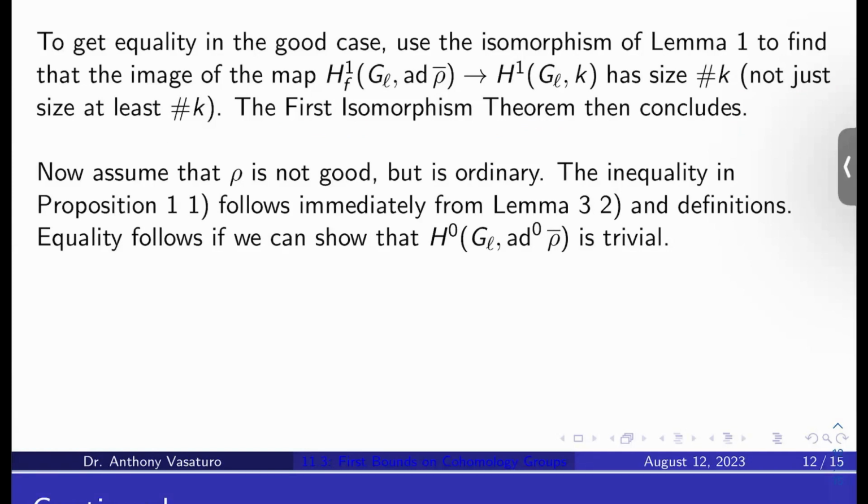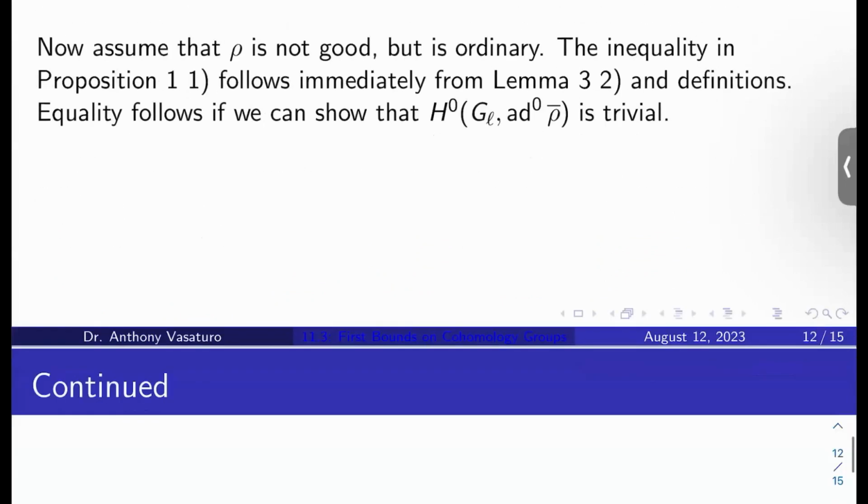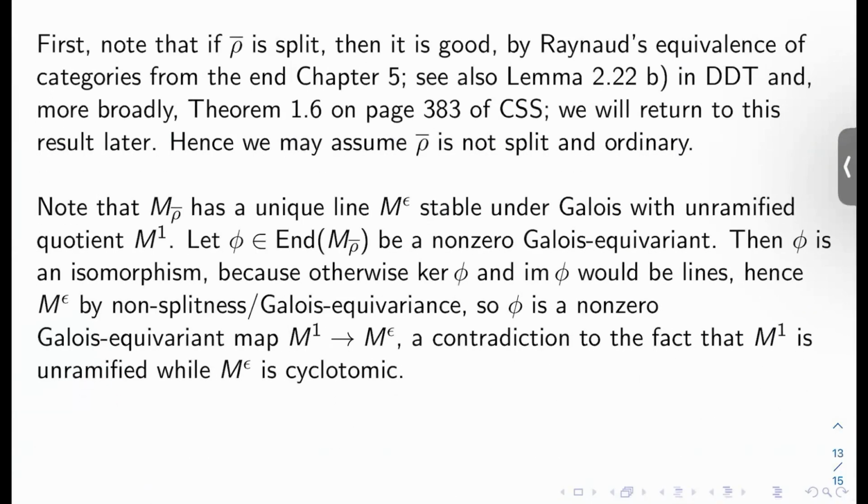Okay, how about proposition 1, part 1 in the not good, but ordinary case? The inequality follows immediately from part 2 of lemma 3 and definitions. I'll leave that as an exercise. And then we want equality, though. Equality will follow if we can show that H0 GL add 0 rho bar is trivial. Check that it suffices to show this. That also follows essentially from definitions and the lemmas. Okay. So how do we do that?